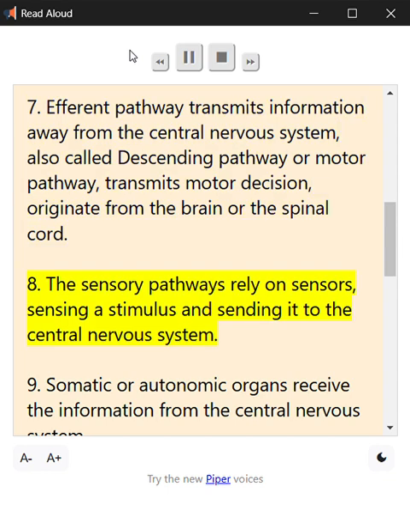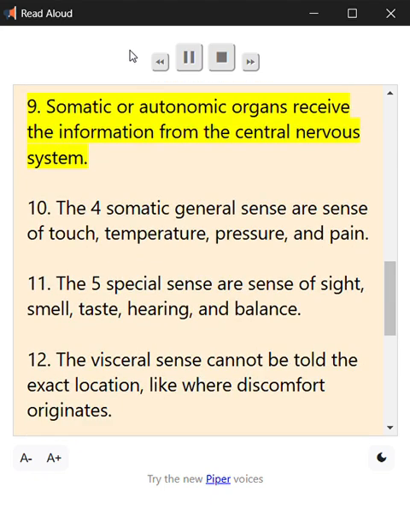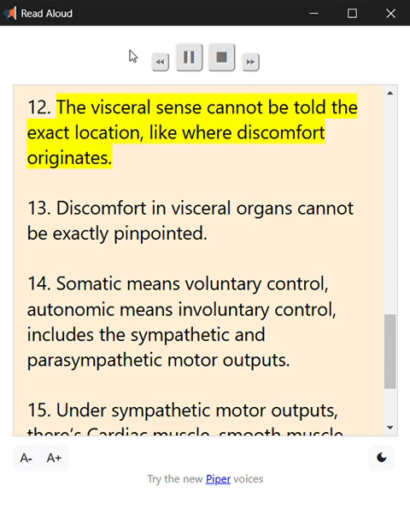8. The sensory pathways rely on senses, sensing a stimulus and sending it to the central nervous system. 9. Somatic or autonomic organs receive the information from the central nervous system. 10. The four somatic general senses are touch, temperature, pressure, and pain. 11. The 5 special senses are sight, smell, taste, hearing, and balance. 12. With the visceral senses, you cannot tell the exact location, like where discomfort originates. 13. Discomfort in visceral organs cannot be exactly pinpointed.